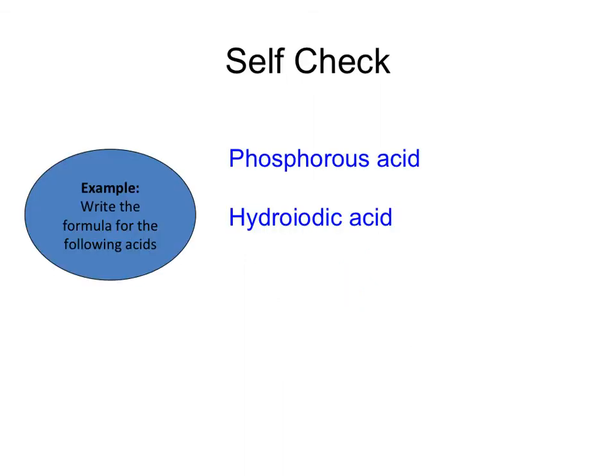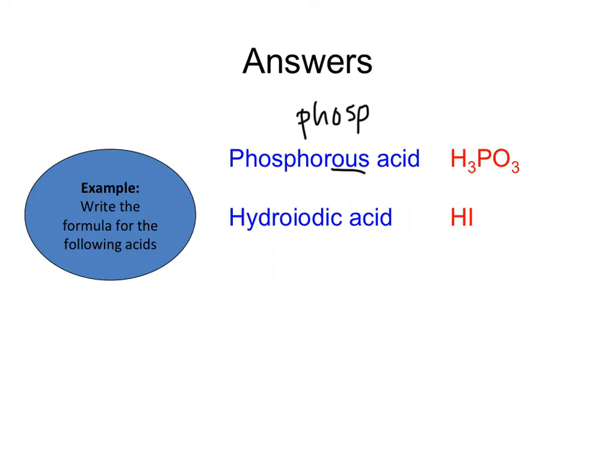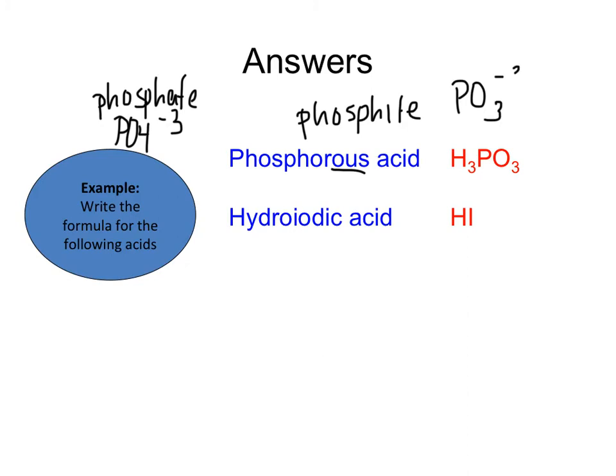So here's your self-check. Go ahead and try these 2. Check the answers on the next slide. All right, so this first one is an oxyacid, and we know that it's ending in ous, which means it must be phosphite. The problem with this one is if you go to your periodic table, you will only find phosphate. Phosphate is PO4 3-. Well, the difference between phosphate and phosphite is the oxygen number. Ites usually have 1 less oxygen than the ate version. So phosphite is really PO3, and it will have the same charge of -3.